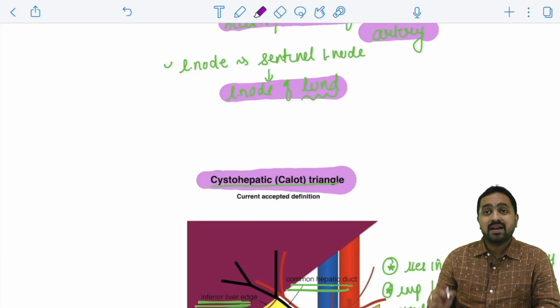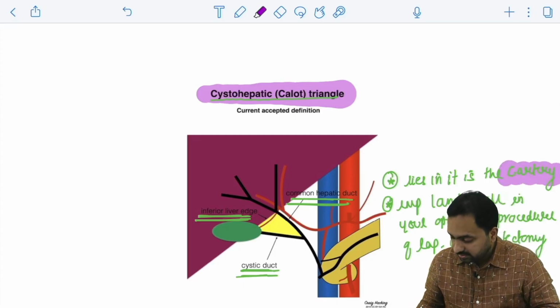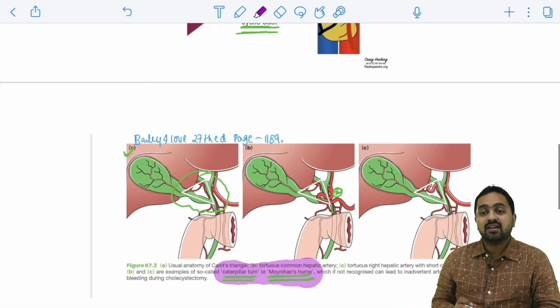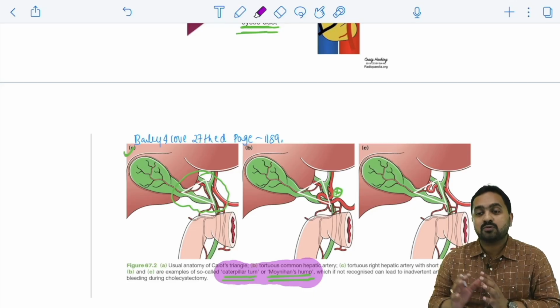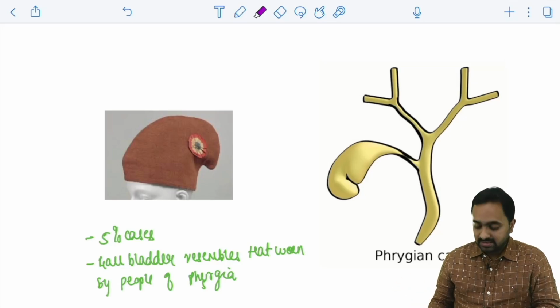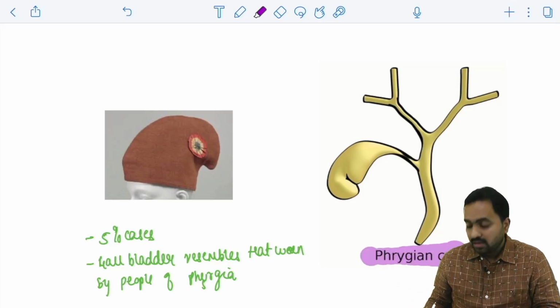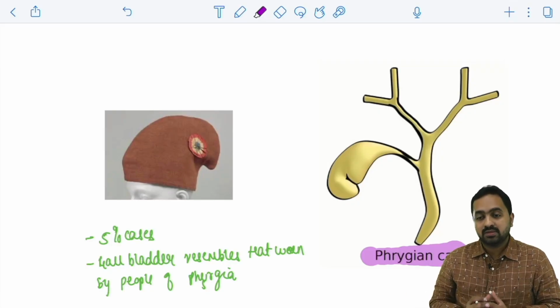Calot's triangle or cystohepatic triangle is a very important landmark to identify the cystic artery. Then the caterpillar or Moynihan's hump. This can be given to you as an image and asked to identify the pathology. And an extra point which has been asked in one of the recent exams is regarding the Phrygian cap. Basically, we just need to do nothing as such because it would not be causing any symptoms in the patient.